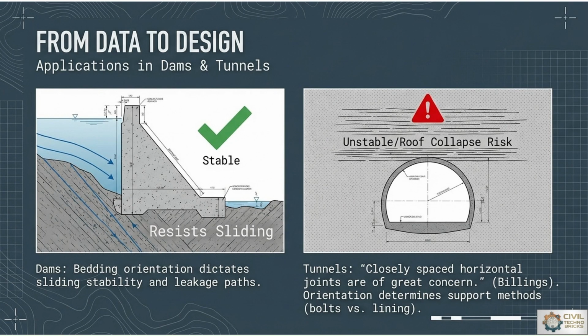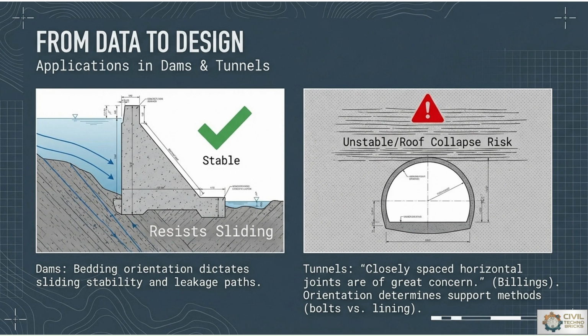From the data to design. So two images are there. From data to design, that is applications in dams and tunnels. So with reference to the dam, resist sliding. With reference to the tunnels, we have to avoid unstable or roof collapse risk.